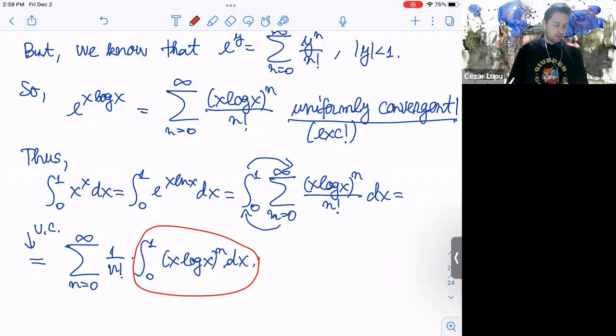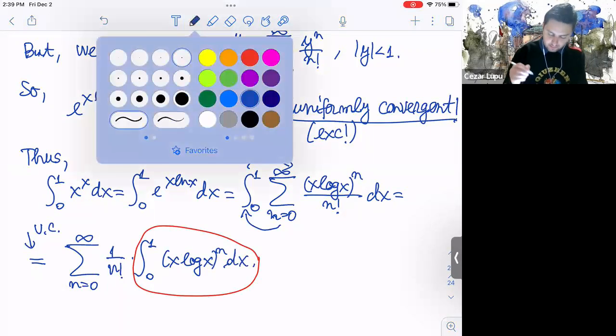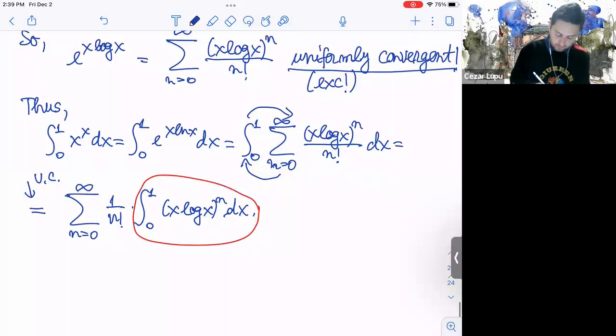Right. Anyway, this integral, we've actually done this before, and we can relate it to the gamma function. So, this integral from 0 to 1 of x to the n times log of x.